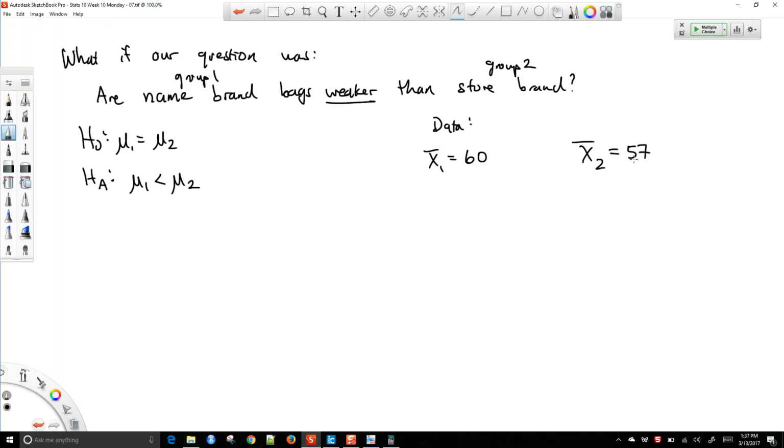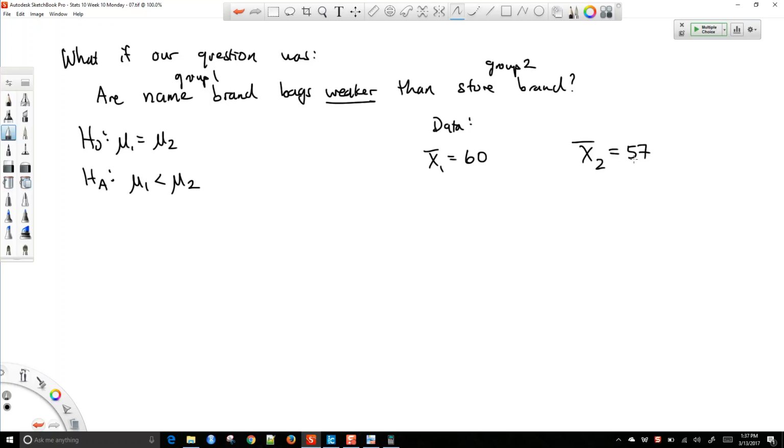So if the question is, I keep getting these messed up. When I did my experiment, the name brand bags were stronger than the store brand, okay? So if the question is, do we have evidence that the name brand bags are weaker? The answer is no. We're not going to have any evidence, okay? But we could say, well, I insist. Let's do the math to check this out, okay? Well, we do the math.